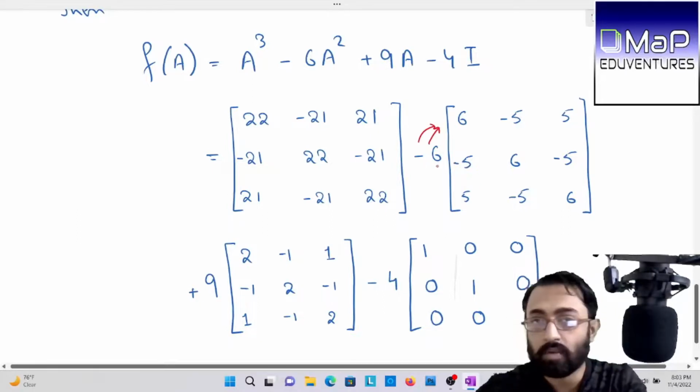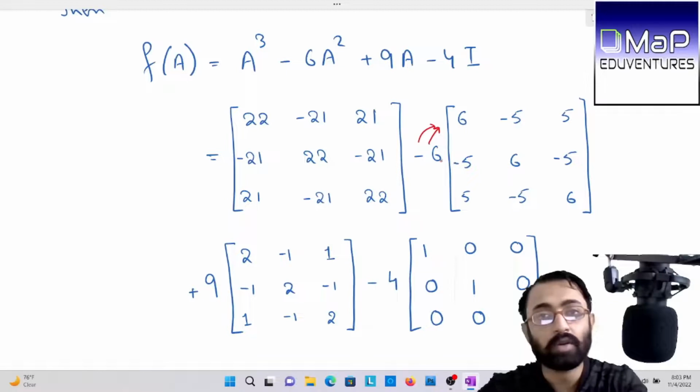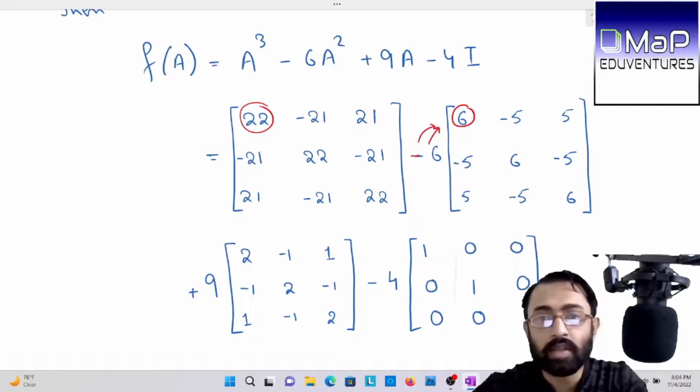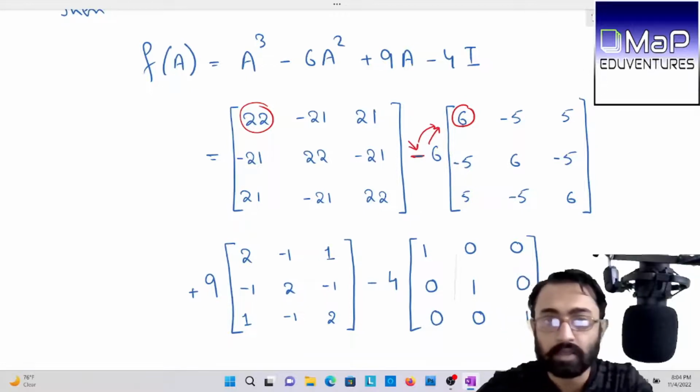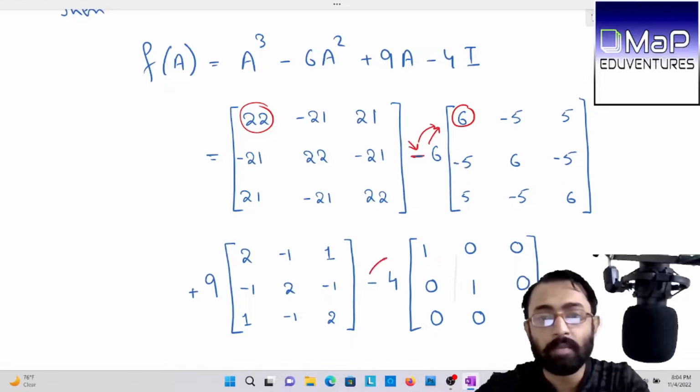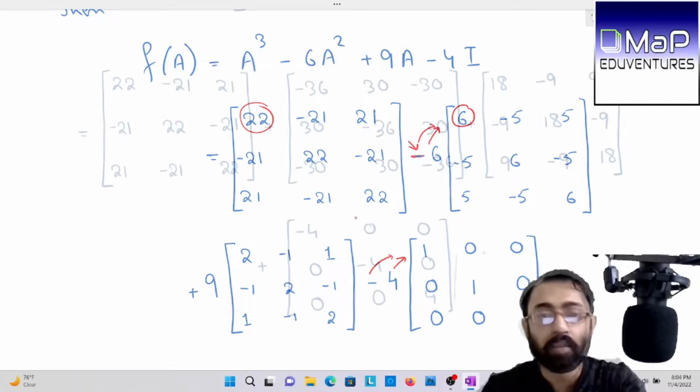Now if you multiply minus 6 in advance, what happens? It will be better, because at the time of adding you just have to compare the exactly corresponding elements. But if you leave the minus outside, then after the 22 entry you have to come down here looking at the minus, and then go to 6. So according to me, if you take the minus inside, it will be better. So here also we will multiply by minus 4. Okay, now let us see what we get here.